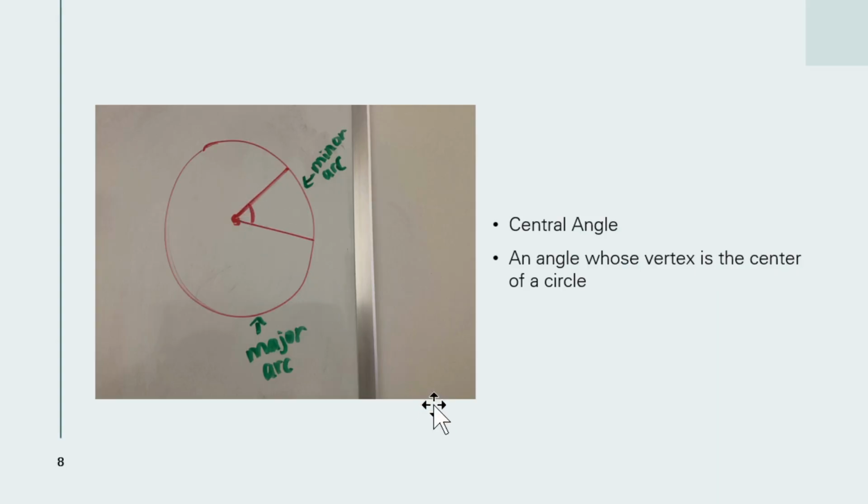Now another quick thing to point out is, let's say you see a diagram like this, okay? This part is the minor arc. And the rest of it is the major arc. So the smaller arc in a circle is the minor arc. The bigger arc in a circle is the major arc.